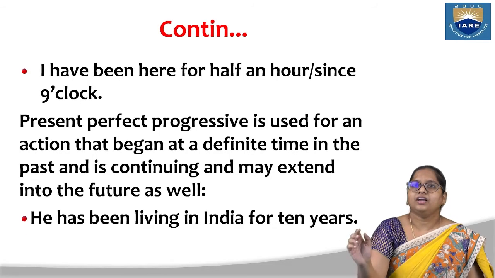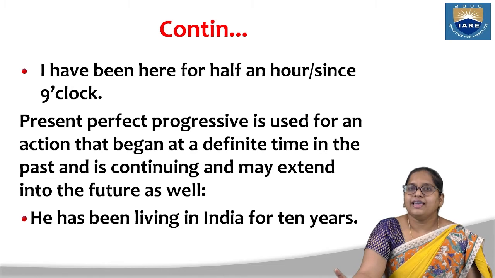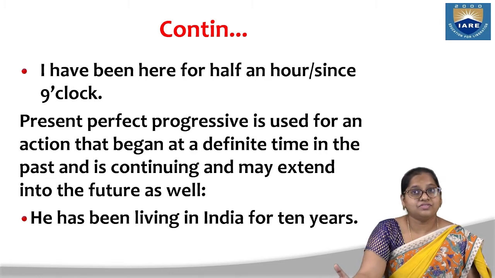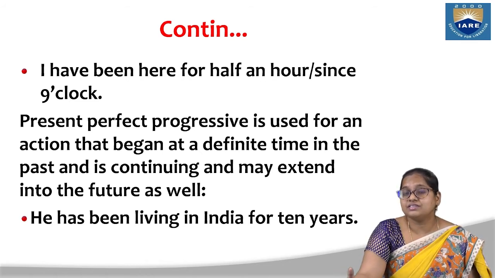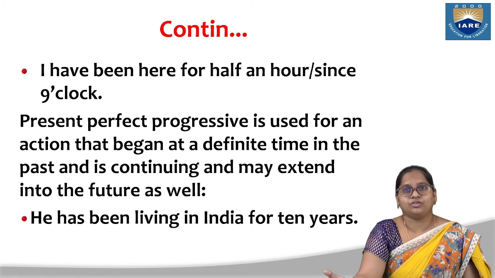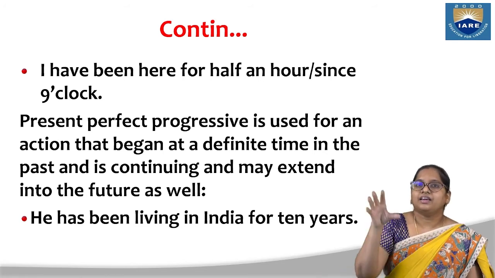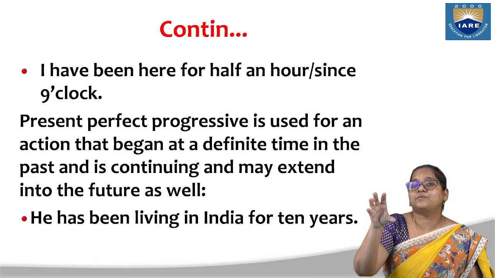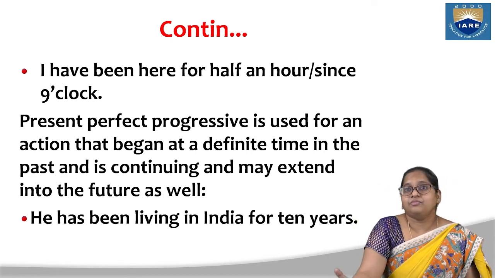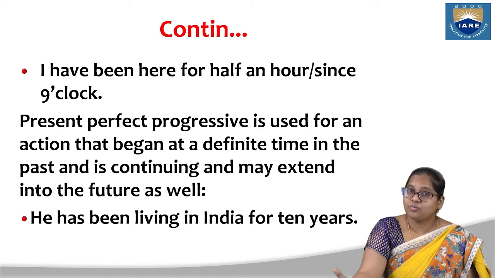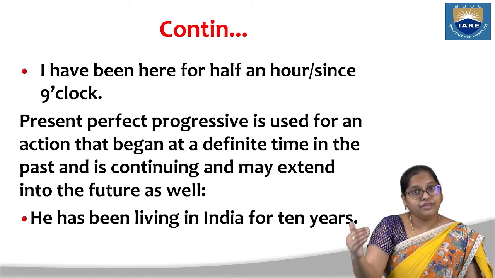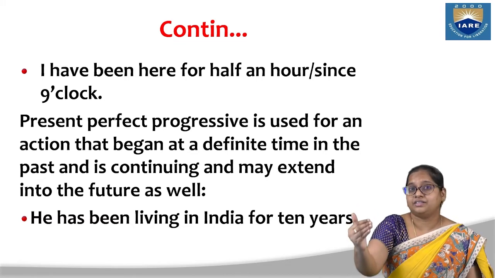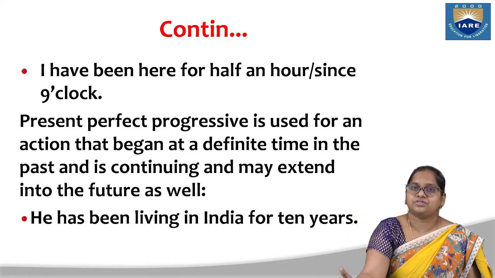Next, another example. I have been here for half an hour since 9 o'clock. I've been here for half an hour since 5 o'clock or 6 o'clock or 7 o'clock. That means you are giving a specific time, and that is the reason you used what? Since. I've been here for half an hour. For how much time? Over a period of time. And when a point of time is given, that is why you use the preposition since.